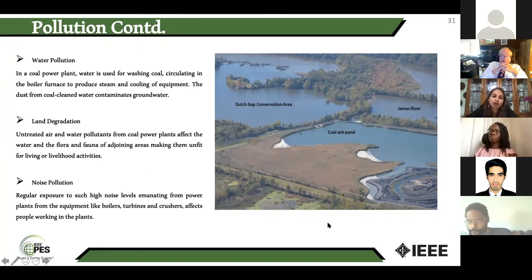And the noise pollution, when you enter the power plant, the noise pollution is beyond 85 decibels at many places. Workers work there. They have limitations to work, so that affects their health and living conditions and the environment.